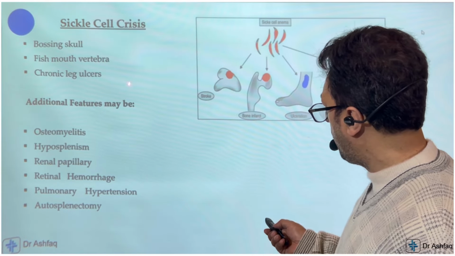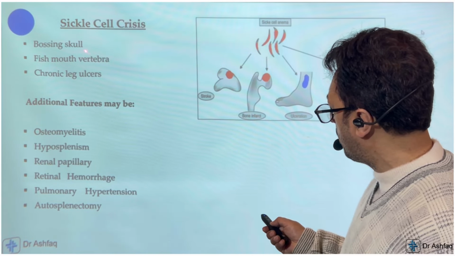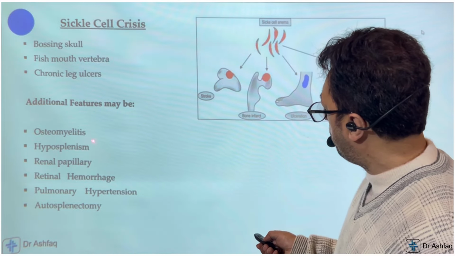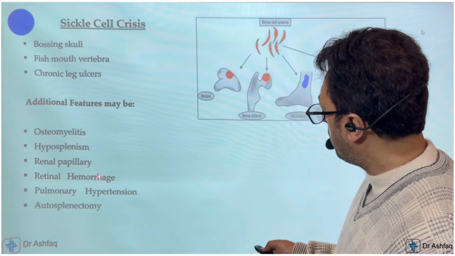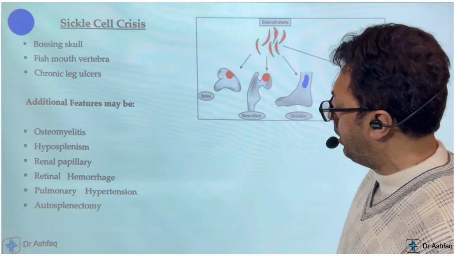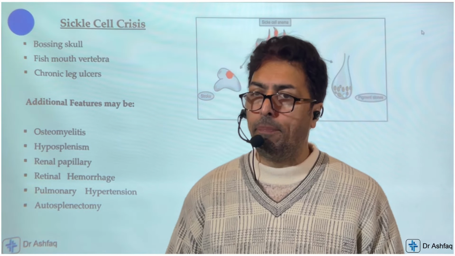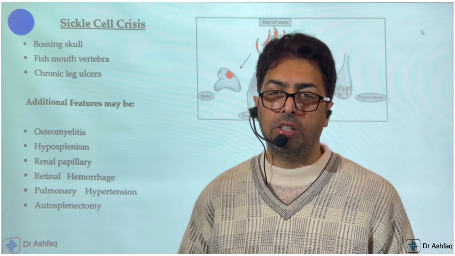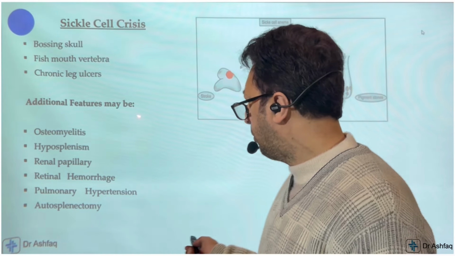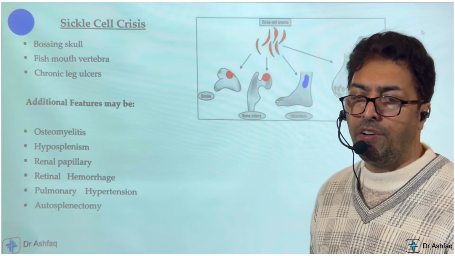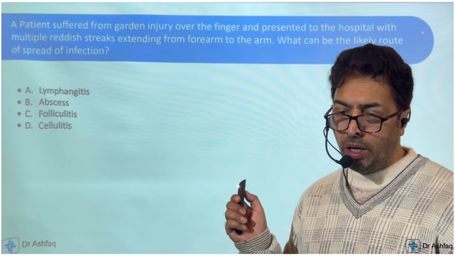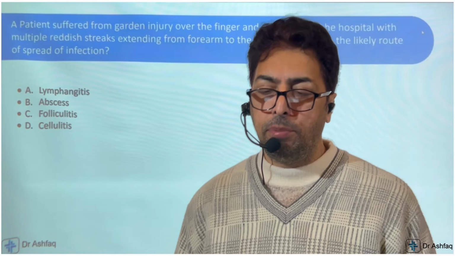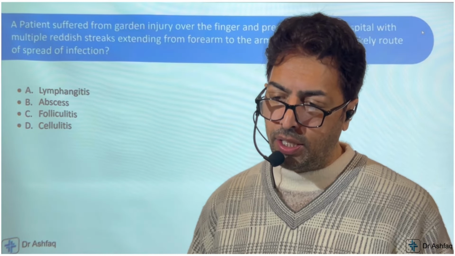And in case of chronic leg ulcers, bossing of the skull, and osteomyelitis, hyposplenism, renal papillary necrosis, retinal hemorrhage, pulmonary hypertension, autosplenectomy. So these are microvascular occlusion things associated with the sickle cell crisis, well demonstrated over here in the figure. So this is how the questions are put in the FMGE examinations. Now over here there's another question.